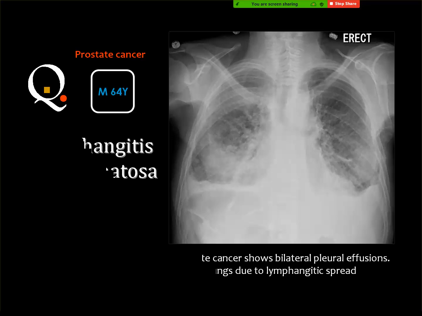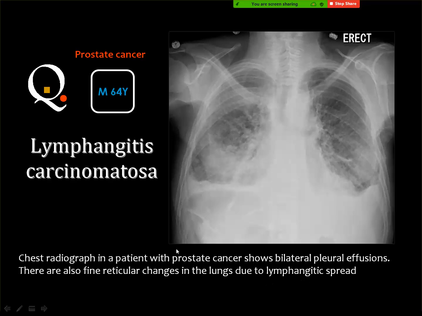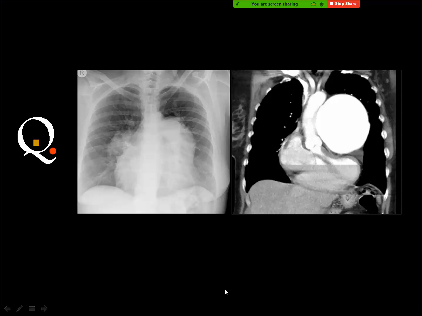Lymphangitis carcinomatosa. With interstitial opacities and a current history of cancer, you consider lymphatic spread of this carcinoma and you diagnose lymphangitis carcinomatosa. Of course, it can be associated with pleural effusion, with metastatic lymphadenopathy, and also with pneumonic consolidations.